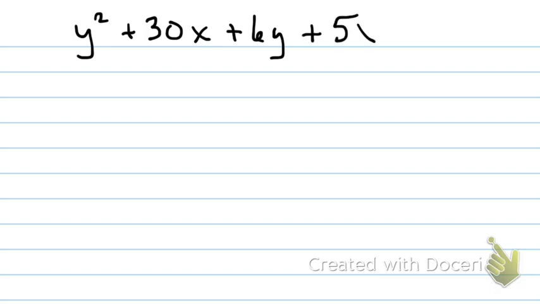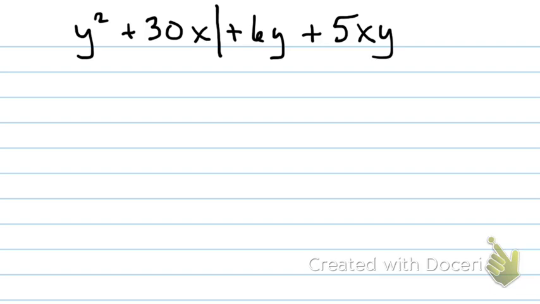Y squared plus 30x plus 6y plus 5x. Okay. So there's no GCF for every term. Nothing to divide evenly into all of them. We have 4 terms, so we're going to factor it by grouping. But when we try that, look at what happens.